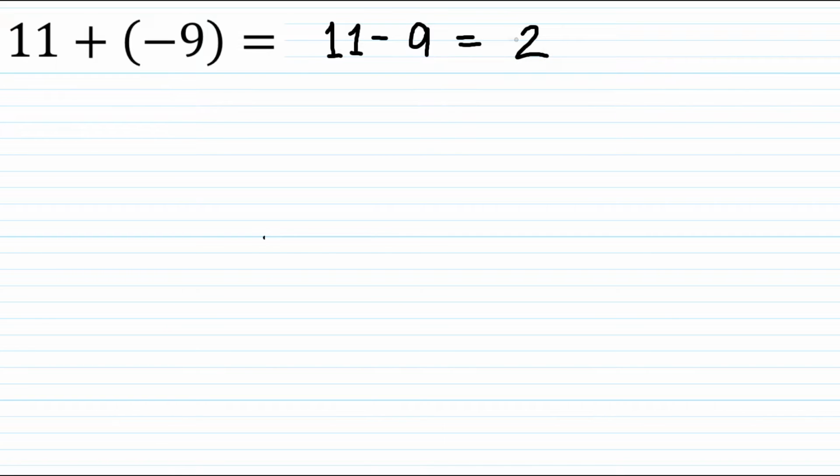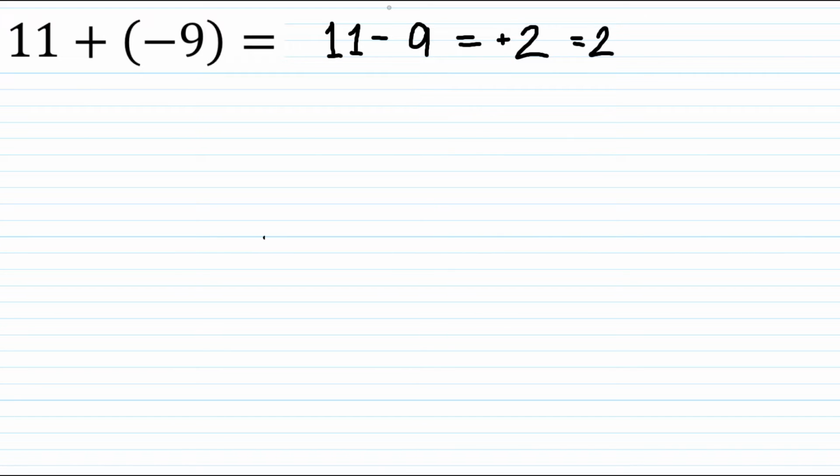Okay? And if we're going to determine which one has a greater absolute value, it will show that 11 has a greater absolute value. So the sign that we're going to have is positive. So the final answer is positive 2, or we can just say it's 2. So that's the answer when we add 11 and negative 9.